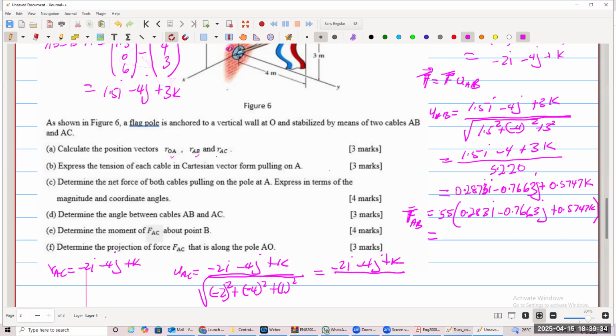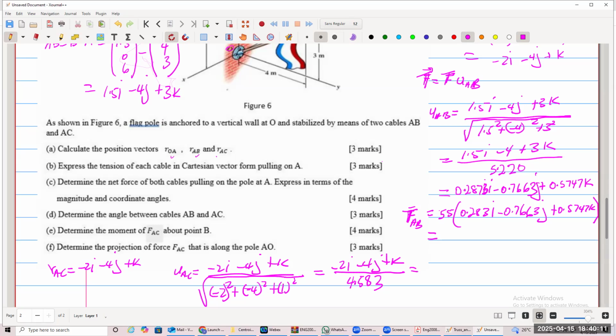What will you get when you square that part? You will get 4 plus 16, that's 20, plus 1, 21, root of 21. So it's root 21. You will get 4.58. Three decimal places is all right, 4.583.